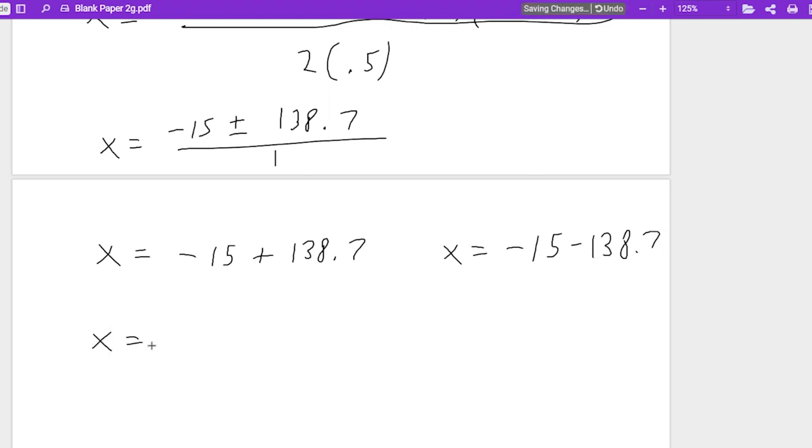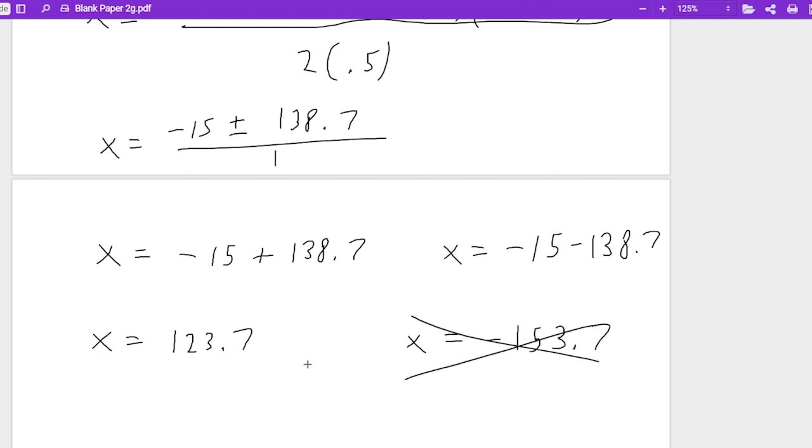And at this point, it's just simple addition. The first one's going to be 118.7. I think that's right. No, it's not. 123.7. And our other solution will be x equals negative 153.7. And that one's impossible because you can't produce a negative number of units.